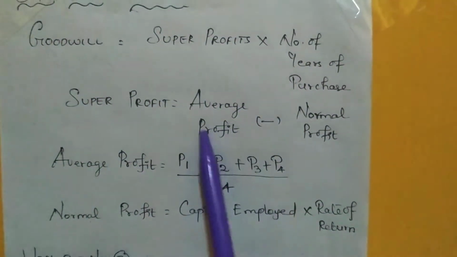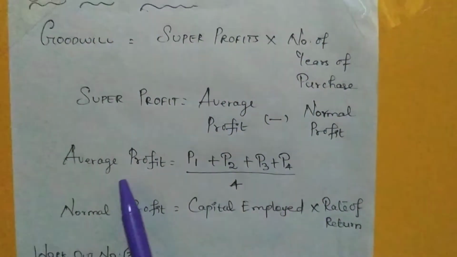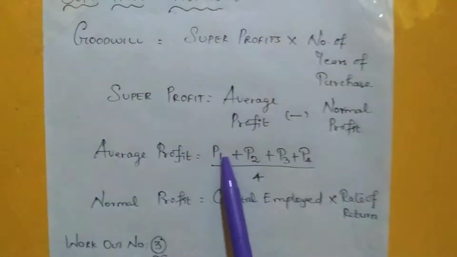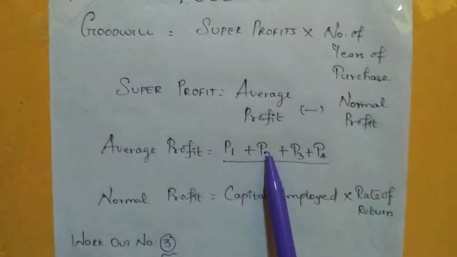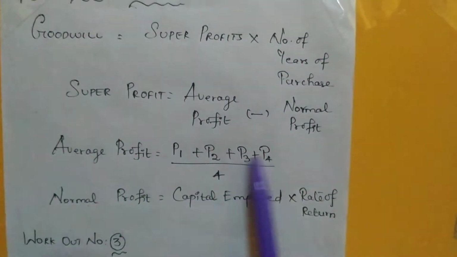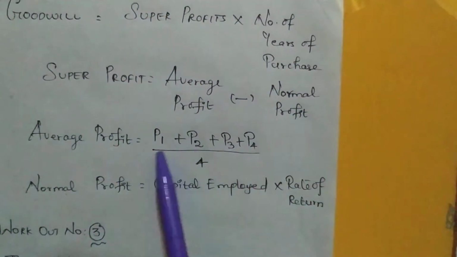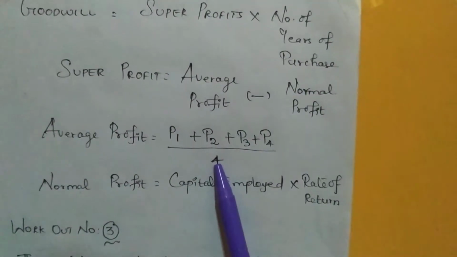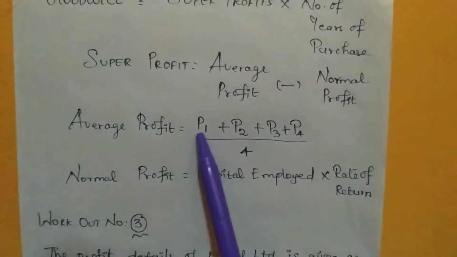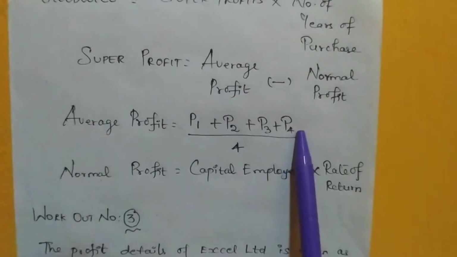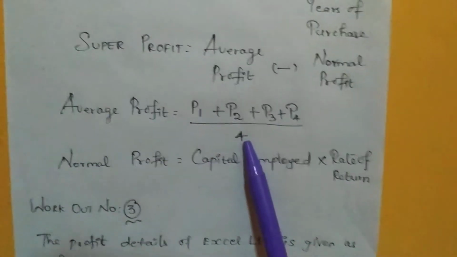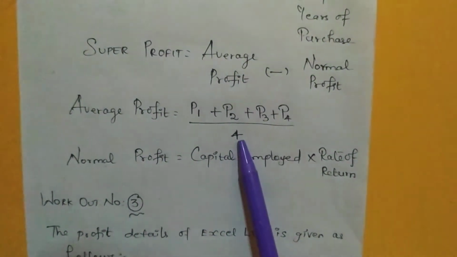Let us see how the average profit formula works out. Average profit equals P1, that is profit of year 1, plus P2, profit of year 2, plus P3, profit of year 3, plus P4, profit of year 4, divided by 4. Why divided by 4? Because we have taken up to the 4th year. If there is P5, it will be divided by 5. That is the meaning inferred here.